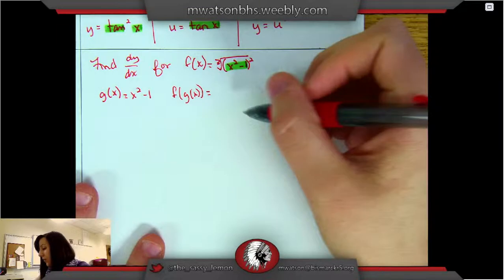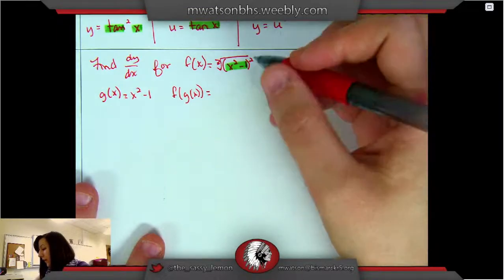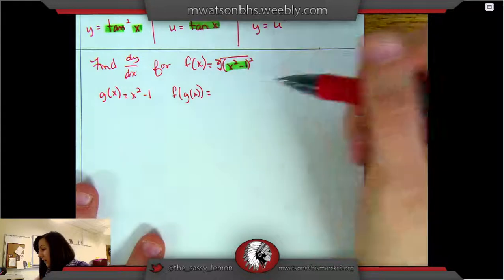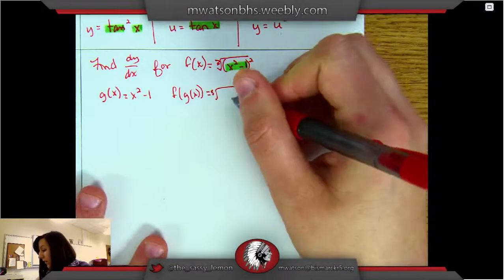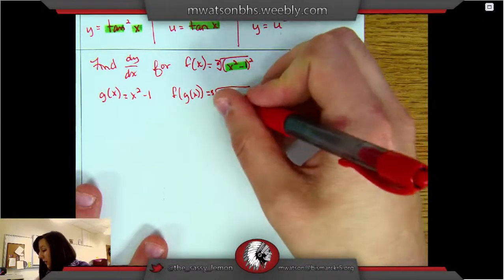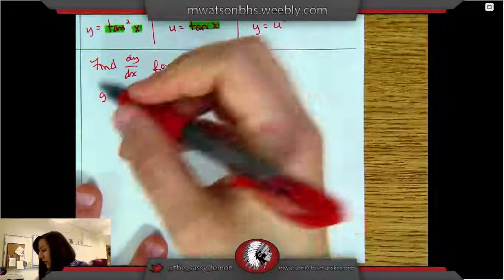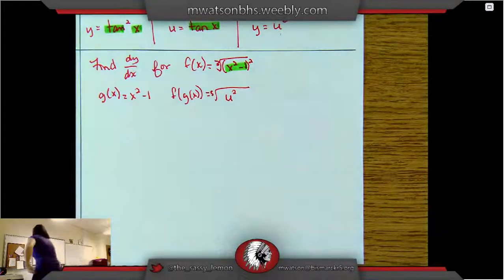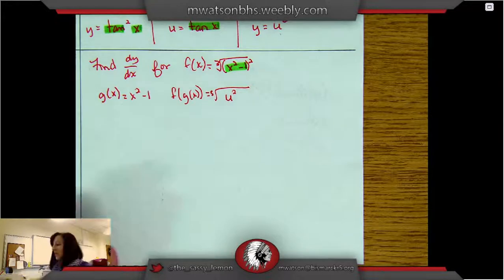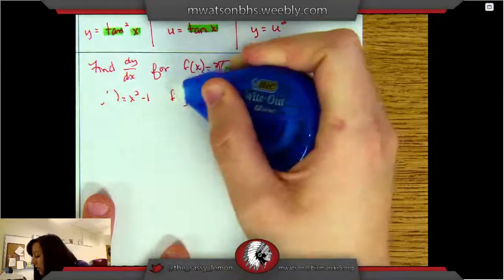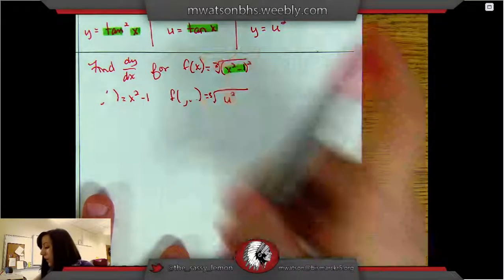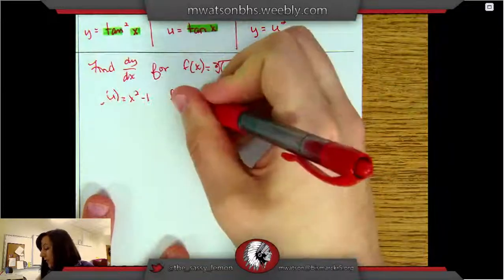I'm trying to notate this in a way that makes sense. The cube root of, and in this place I'm still going to end up using the u substitution. I don't know how to notate it properly, I guess I would say. So I'm just going to go back and say we're going to use the u substitution. So this is our u, and this is our f of u.